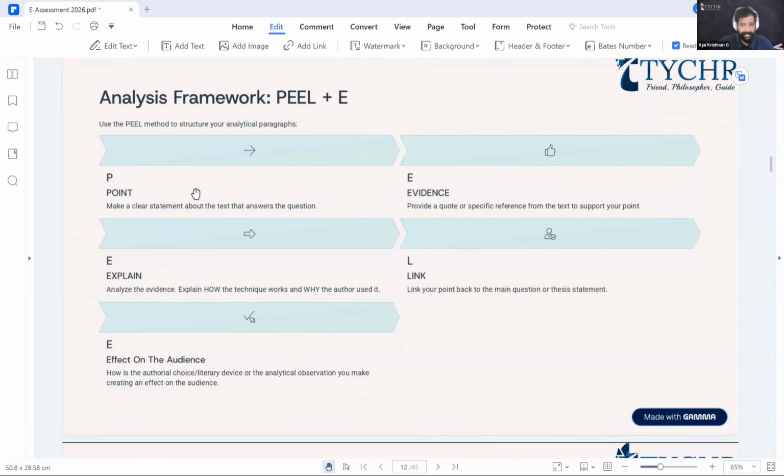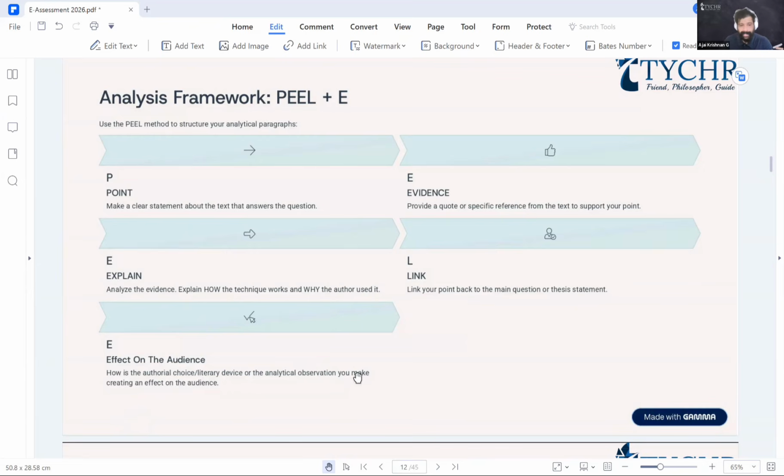Of course, you know what the PEEL means. First, P is the point. Whatever you're going to talk about, the first thing should be mentioned in a very short sentence, which is the point. And then you give evidence for your point. Whatever claim you're making, you're supposed to give evidence for that. And you explain the evidence and the point, which becomes the analysis. The explanation can't be just description. It should be analytical. It should have observations which are not very obvious. And then you link it back to the point again.